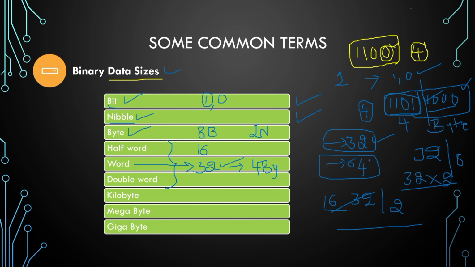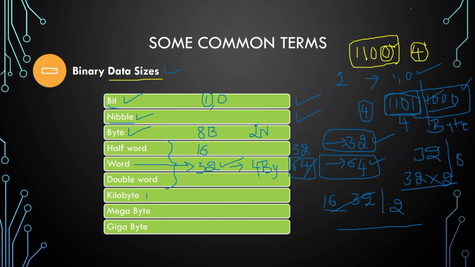If you are using a 64-bit system, there this word will become 64 bits, that is 8 bytes of data. Half word will become half of 64, that is 32, which is 4 bytes of data, and then double word will become 64 into 2, that is 128 bits or 16 bytes of data. So this is how we do the calculations for half word, word and double word.